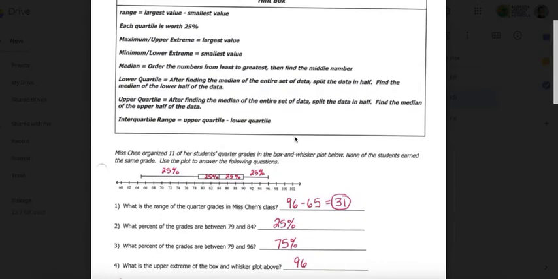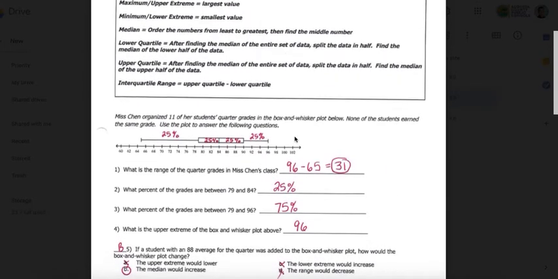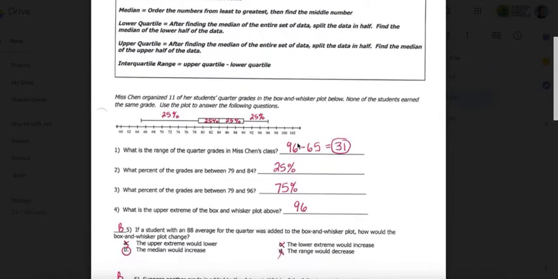So these are already going to have the answers in it. I'm just going to explain how I came up with the answers here. It says, what is the range of the quarter grades? All I did was take the greatest number minus the smallest number on my box and whisker plot. So I did 96 minus 65. That's how I got 31.